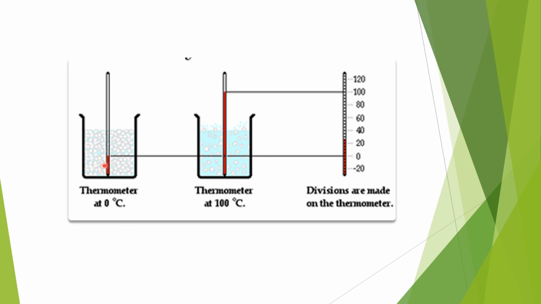The temperature here, 0 degrees centigrade. The thermometer reads 0 degrees centigrade. This is the melting point or freezing point. The thermometer at 100 degrees centigrade. This is the boiling point.